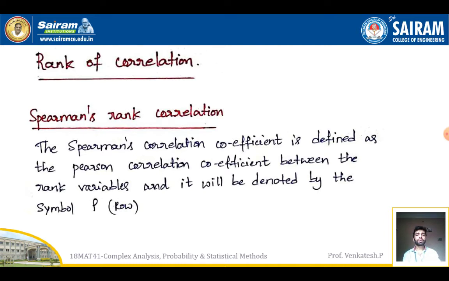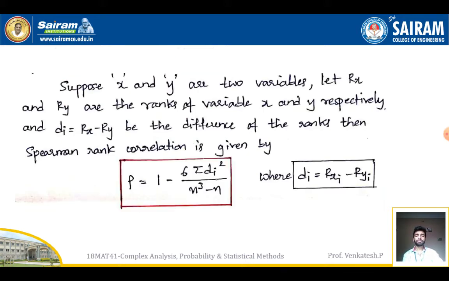The Spearman's correlation coefficient is defined as the Pearson's correlation coefficient between the rank variables, and it will be denoted by the symbol rho. Suppose x and y are two variables. Let Rx and Ry be the ranks of the variables x and y respectively. Then di is equal to Rx minus Ry, the difference of the ranks.